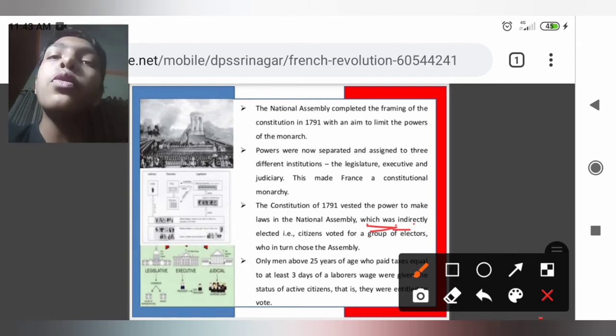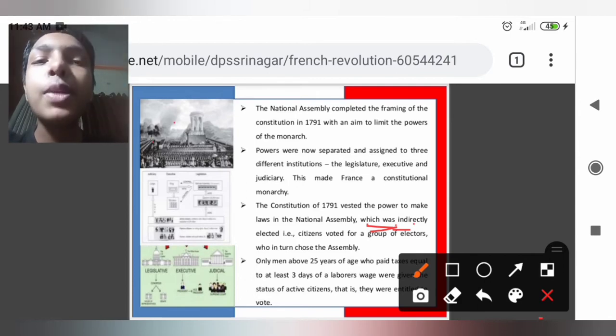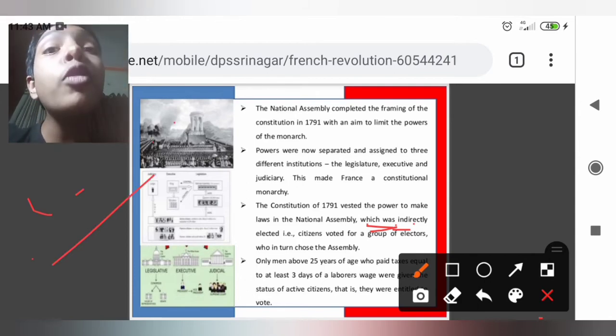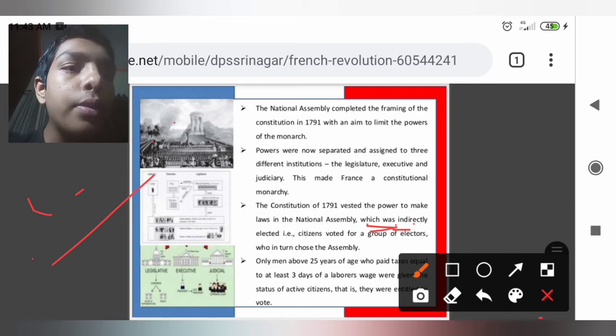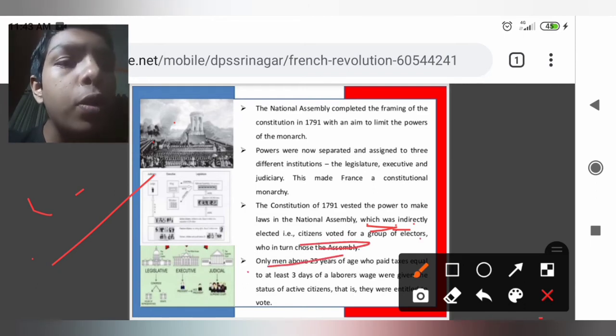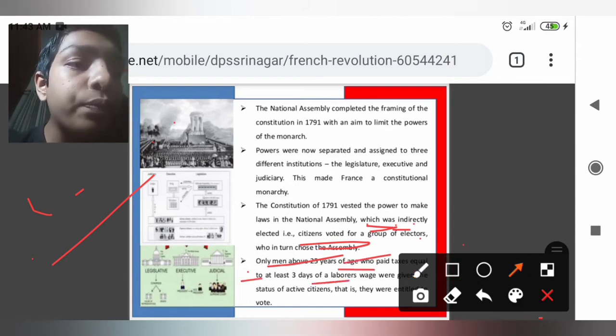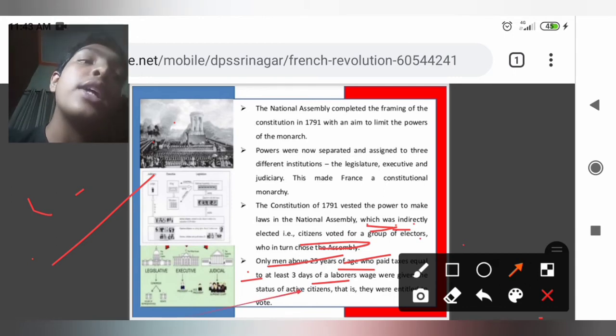Try तो कर रहे थे वो democratic बनाने की, उनके हिसाब से it was democratic. But still it was not. What about clergy and nobles, right? Then, who in turn choose the assembly? Only men above 25 years of age who paid taxes equal to at least 3 days of a laborer's wage were given the status of active citizen. That is when they were entitled to vote.